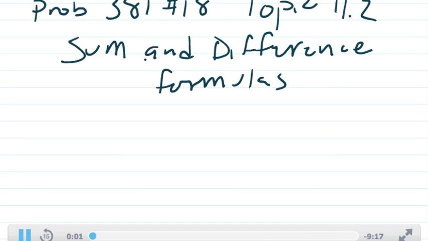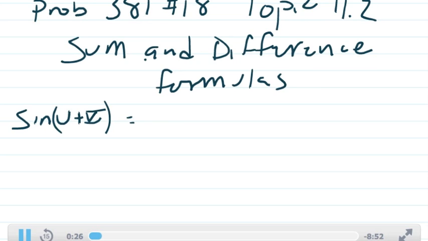This is problem 18 from page 381. It's out of topic 11.2 over sum and difference formulas. You should have three versions of the sum and difference formulas on your reference card and in your notebook. The first of those is for sine of u plus v.